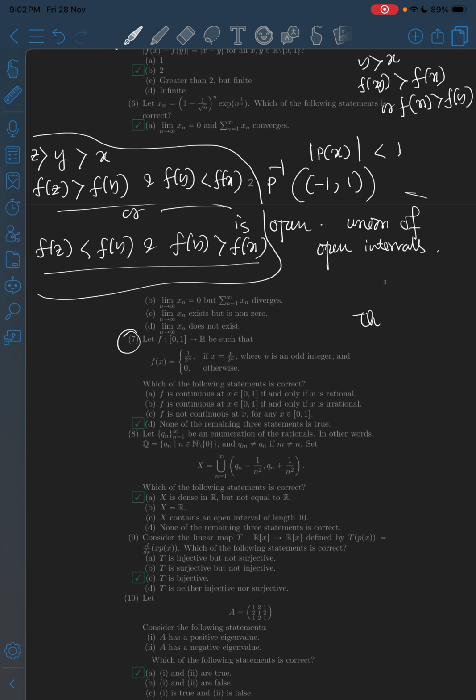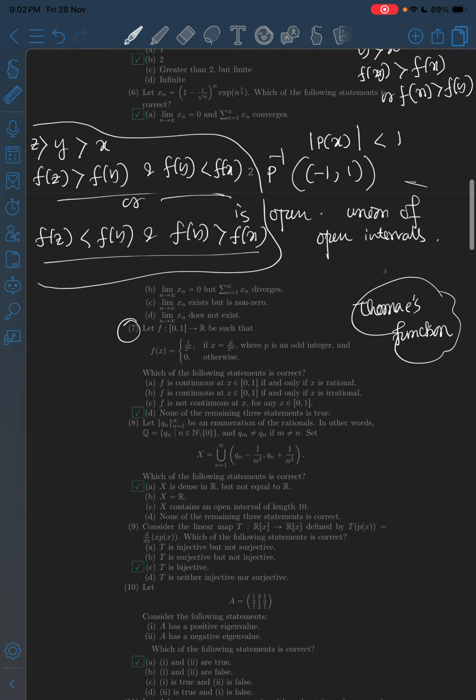If you know the function called Thomae's function, I hope everyone knows, and if you know at which point this function is continuous and at which point it is discontinuous, and if you know the argument, then you will be able to solve this problem similarly. Okay, so what about the Thomae function?